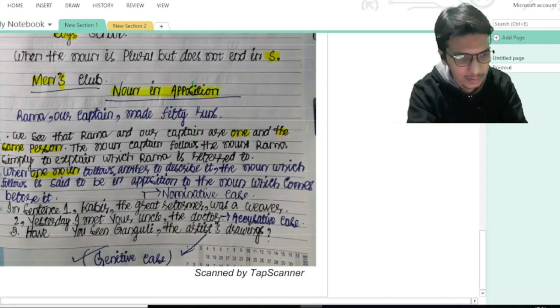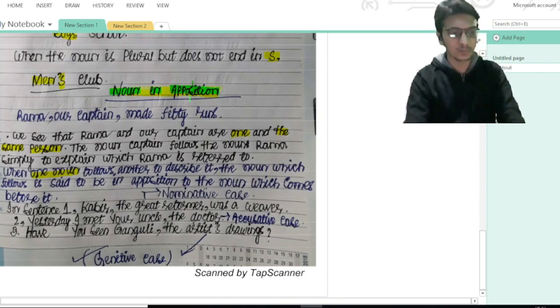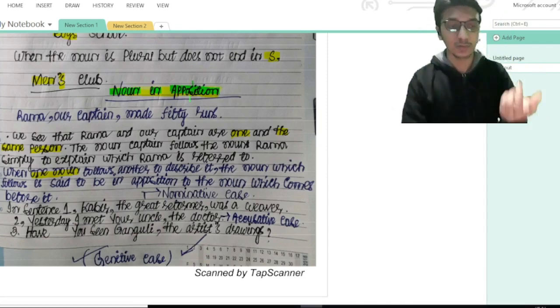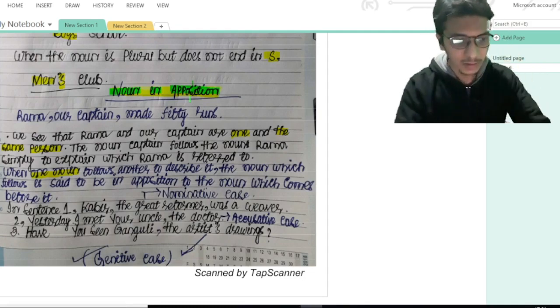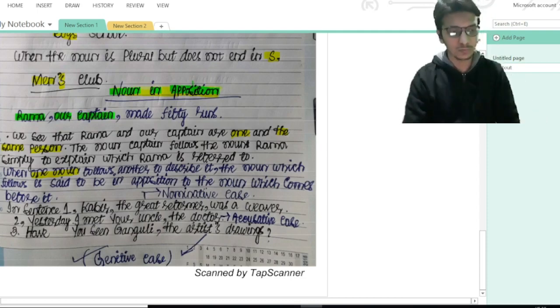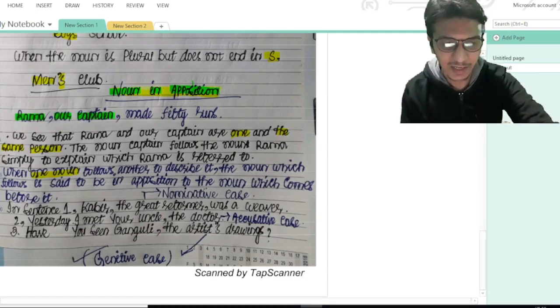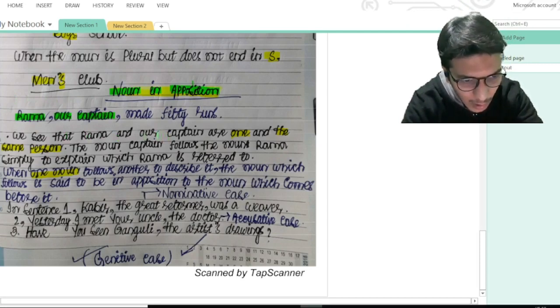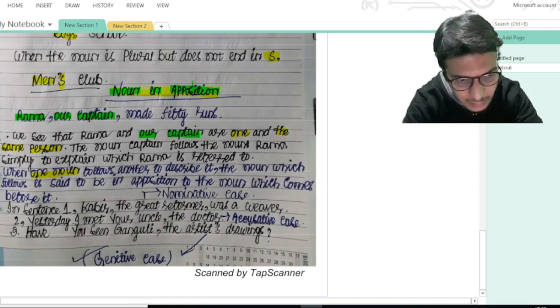The next part is noun in apposition. Noun in apposition means, for example, Rama, our captain, made 50 runs. Here Rama is a noun as well as our captain is also a noun. So in this sentence there are two nouns. We see that Rama and our captain are one and the same person.